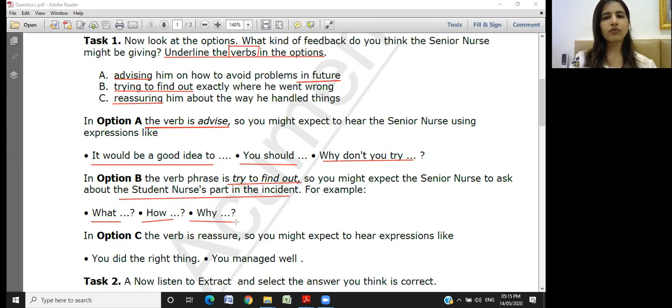So if she's trying to find out exactly where he went wrong, so here also you get to know that definitely something has gone wrong. Now we have to just find out what is the nurse doing. Is she trying to find out what went wrong, or is she trying to give advice on how it can be avoided in the future? And third one is reassuring.